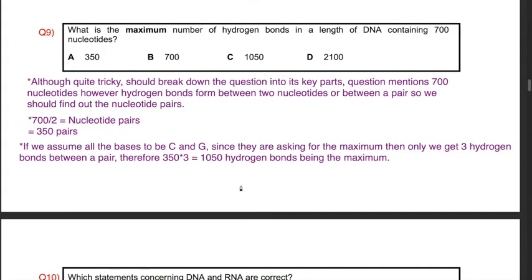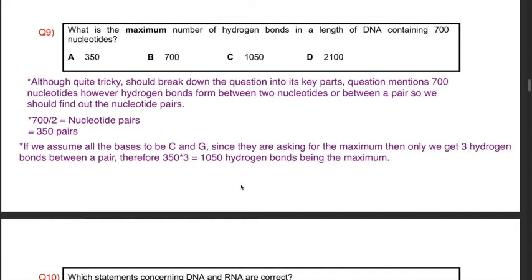Question 9. What is the maximum number of hydrogen bonds in a length of DNA containing 700 nucleotides? The keywords over here are maximum number and 700 nucleotides. Although quite tricky, you should break down the question into its key parts. The question mentions 700 nucleotides, however hydrogen bonds form between 2 nucleotides or between a pair of nucleotides. So we should find out the nucleotide pairs. How do you find out the number of nucleotide pairs? Well, you just divide the given number of nucleotides by 2, because a pair consists of 2 items. So 700 divided by 2 will equal the nucleotide pairs, and that is equal to 350 pairs.